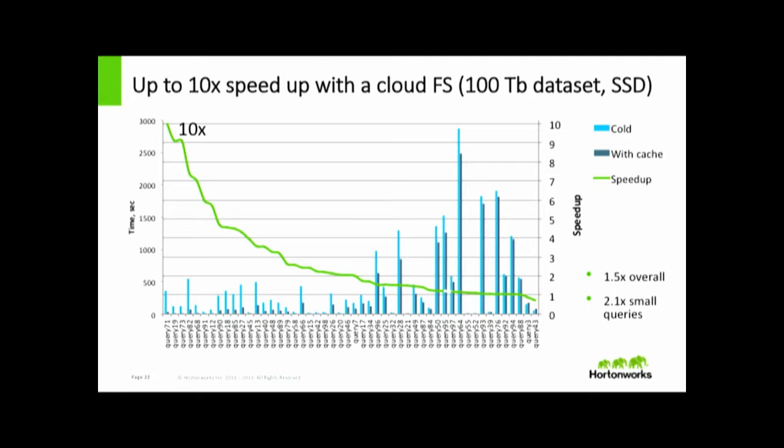On the best queries that you see on the left side, the speedup is up to 10x. On the median query, it's about 2x, or average speedup rather. And on the small queries, it's about 2x. So that could be a pretty big deal on a cloud file system.